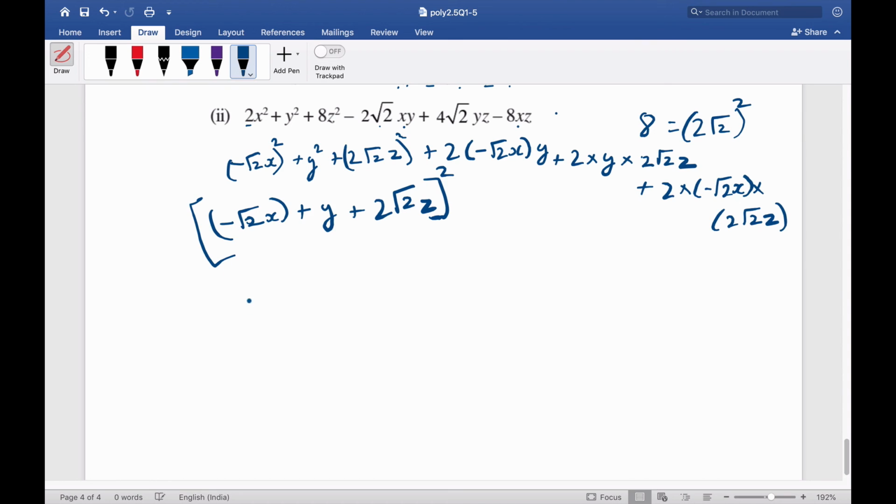So I can remove the circular bracket and I will get, let's rewrite it in this way, y + 2√2z − √2x. The order will not matter.